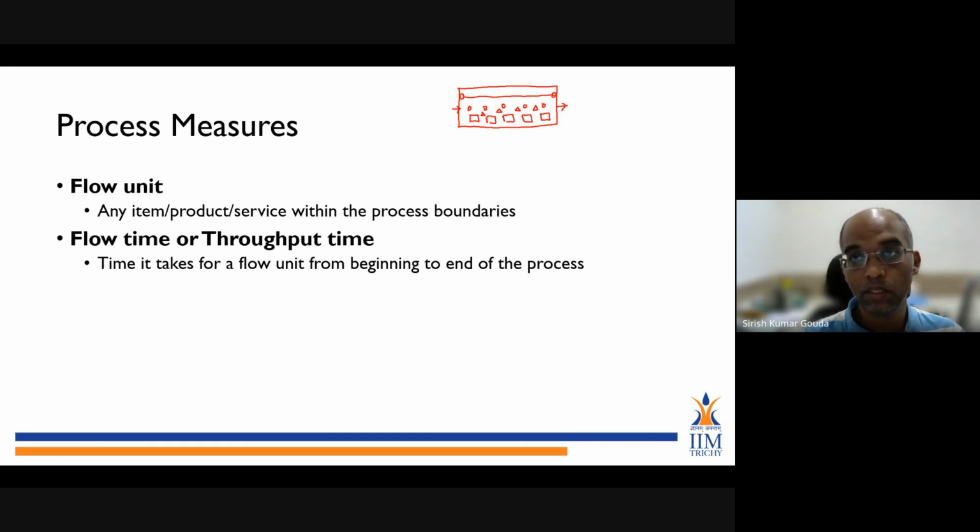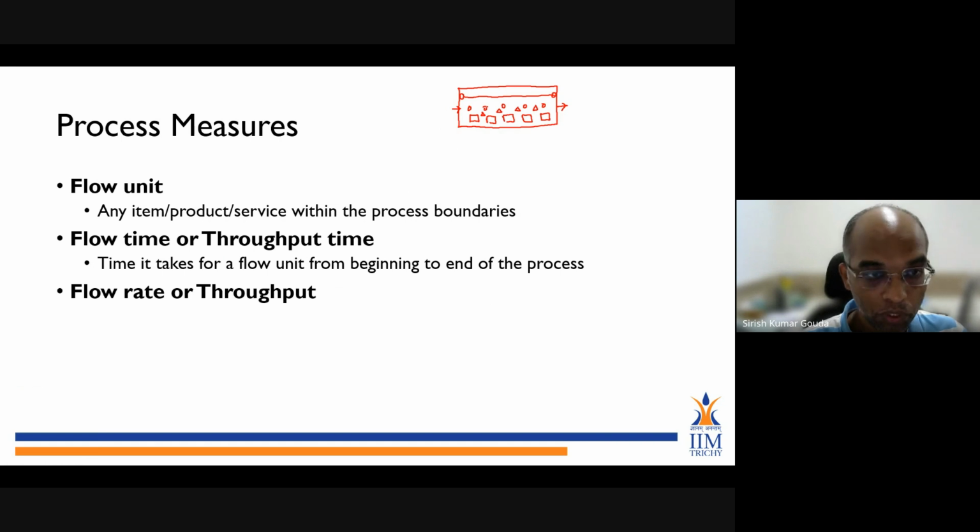That is what we can see over here. This is the second process measure. The next process measure is what we call the flow rate or throughput. Flow rate or throughput is nothing but the rate at which the flow units are flowing out of your process boundaries in a given amount of time.